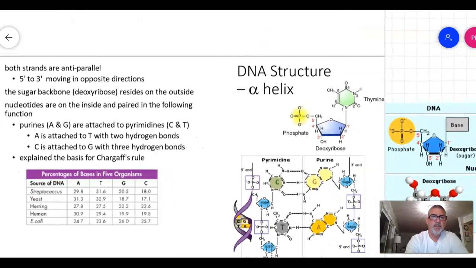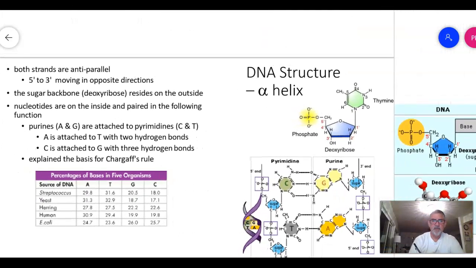Right, so it all starts with DNA and RNA. Just to review for you, DNA is double-stranded, so both strands are anti-parallel. So we say that we have a 3' end. One goes 3 to 5, the other goes 5 to 3. So they're anti-parallel, running in opposite directions.